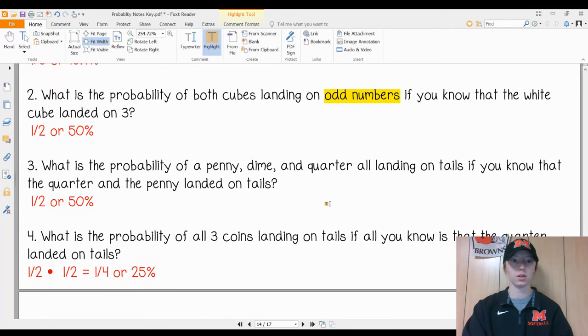Number 3, what is the probability of a penny, dime, and quarter all landing on tails if you know that the quarter and penny landed on tails? So again, these do not affect each other at all. So since we already know the quarter and penny landed on tails, we need to find the dime landing on tails. So the only 2 options we have are heads or tails. So again, that's just 50%, which is the same as 1/2.